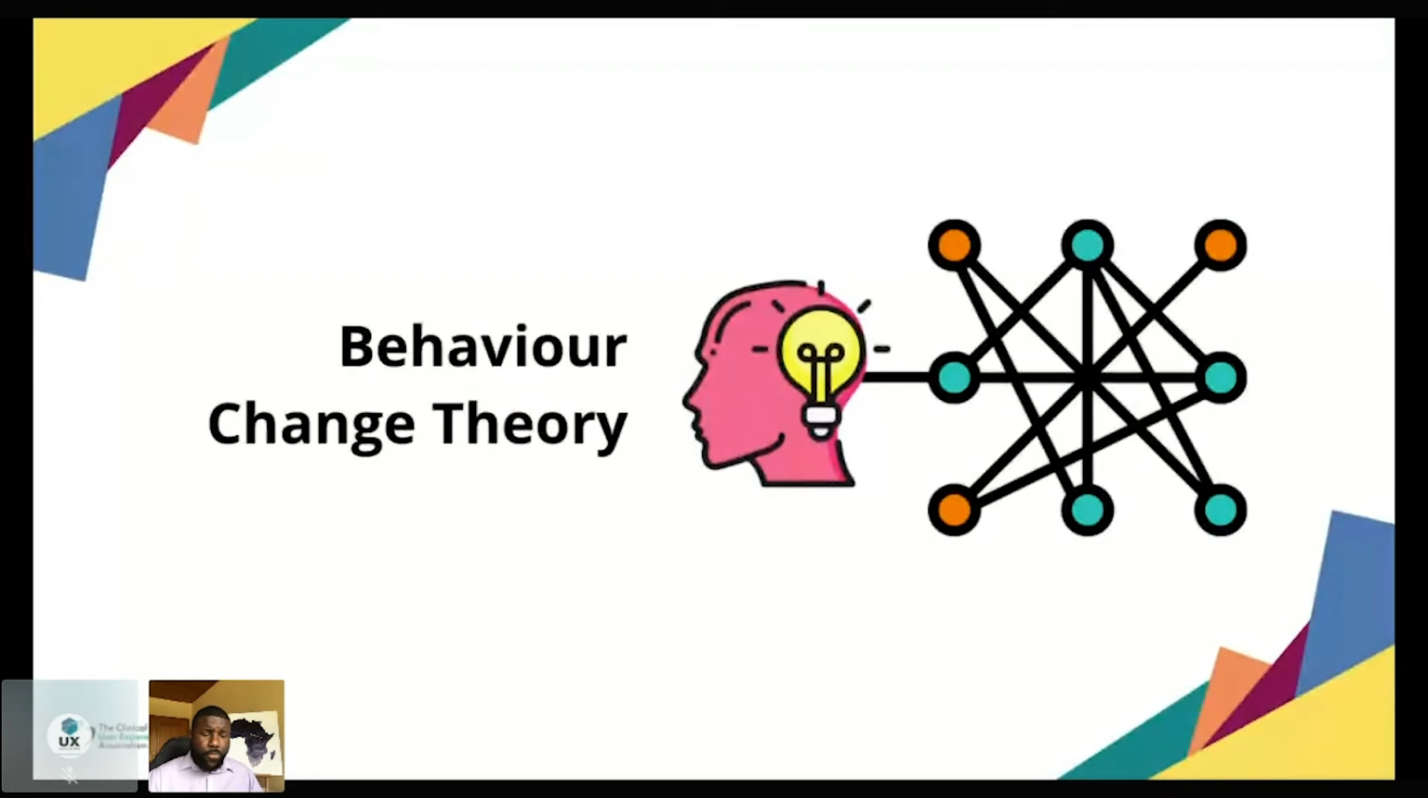Now, there are a variety of behavior change theories out there. The big ones that come to mind would be COM-B, the reasoned action approach, and the Fogg behavioral model.